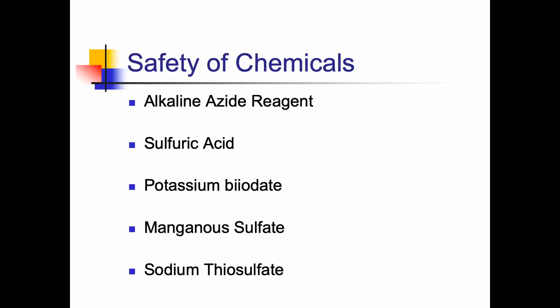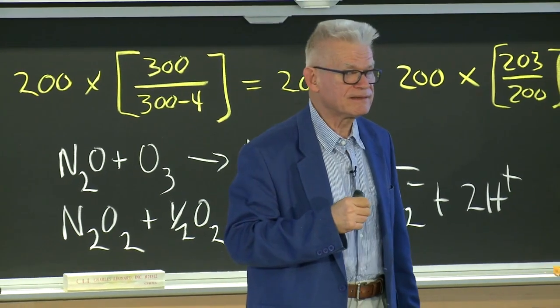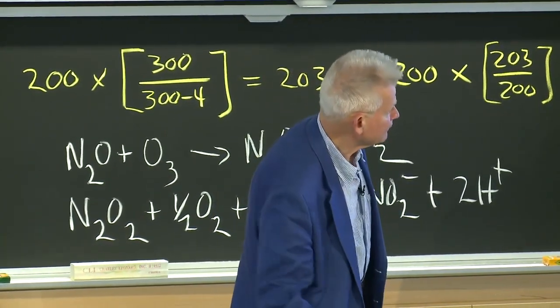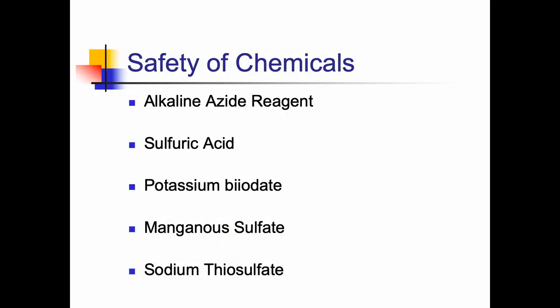And then you've got some safety of the chemicals, of which the most serious is the azide reagent, which is a neurological toxin. If you ingest it, it can cause death. So please be careful with that. Sulfuric acid, you know how bad that is. You don't want to get it into your respiratory system. And the manganese sulfate seems innocuous, but it attacks the central nervous system, targets blood and kidneys. So be careful with that.